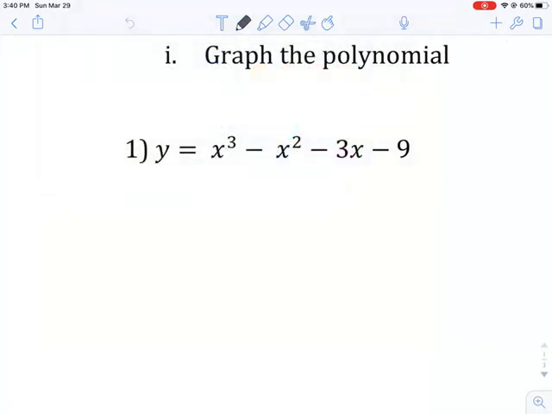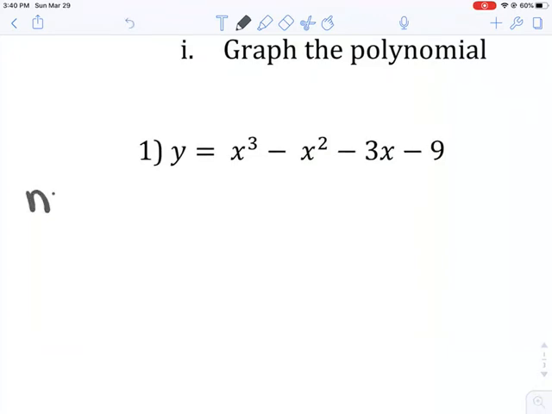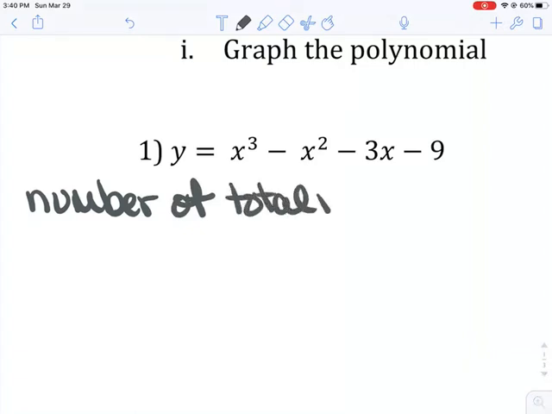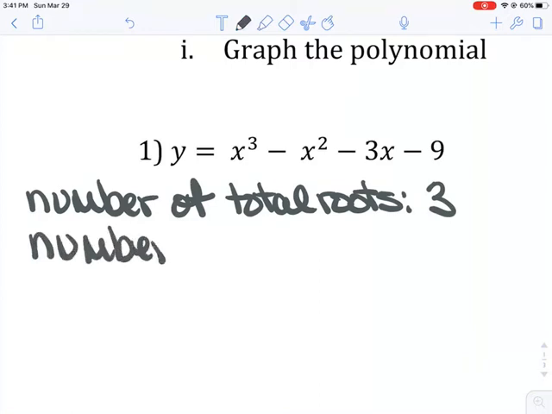So the first thing we want to do is figure out the number of total roots. Okay, so our number of total roots here is 3. Remember, that has to deal with our exponent, our degree. So they have to be the same. Okay, so now we're going to look at the number of positive real roots.